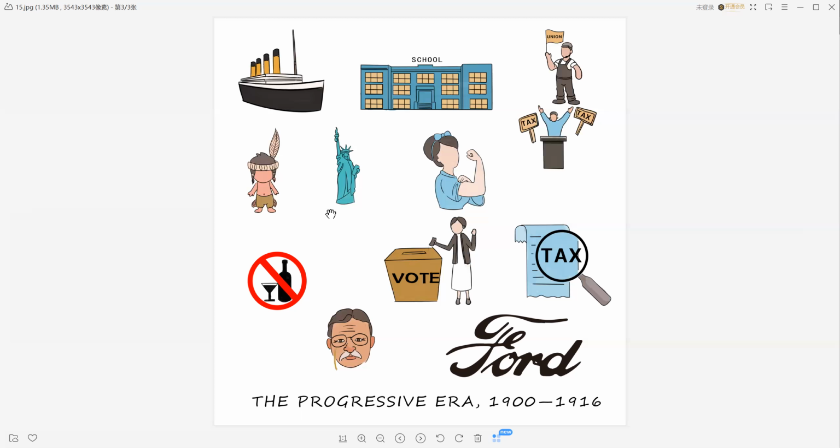It must be admitted that the United States in this period is striving to modernize. Americans in this era all have more freedom and better material life than people in any previous era.